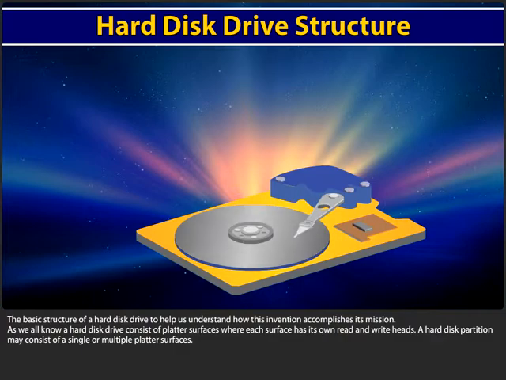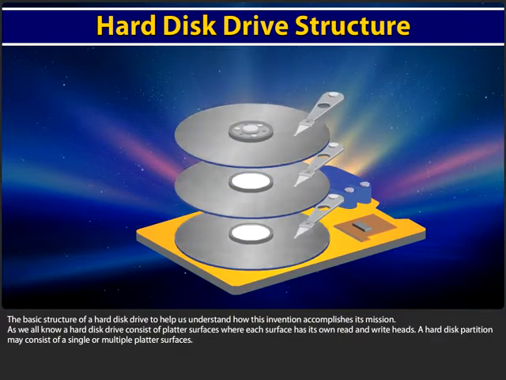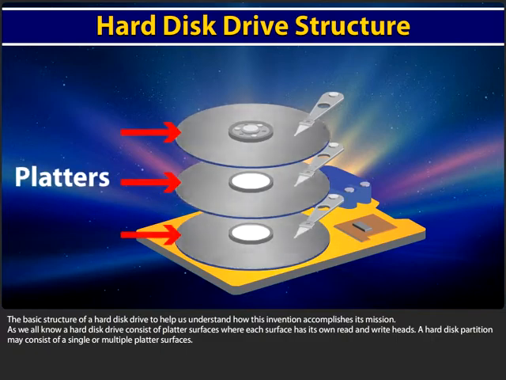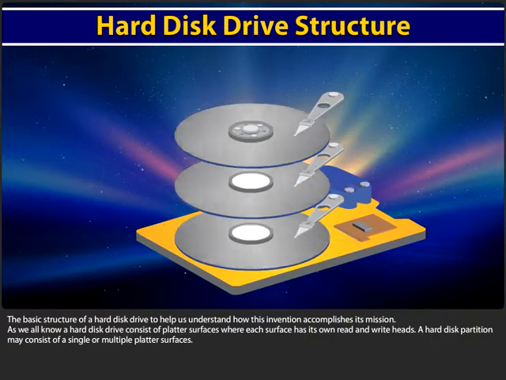To understand how the main switch accomplishes its mission, let us remember the basic structure of a hard disk drive. A hard disk drive consists of platter surfaces, where each surface has its own read and write heads. A hard disk partition may consist of a single or multiple platter surfaces.